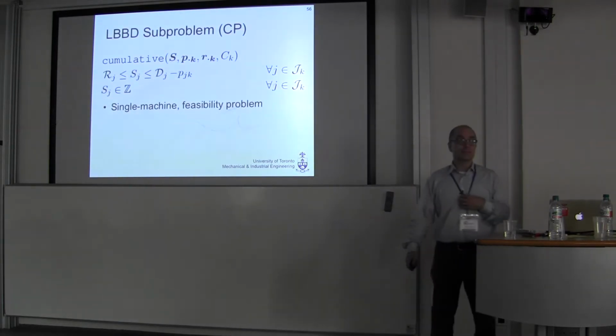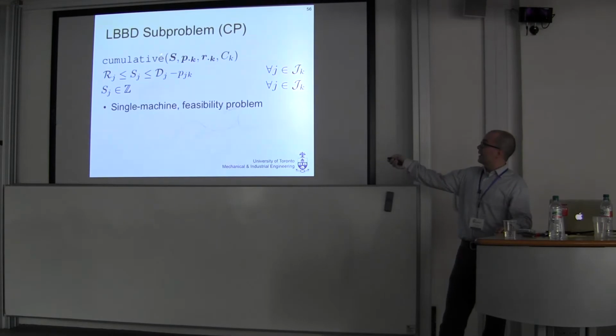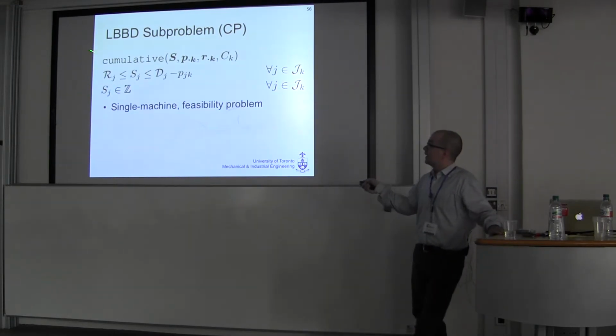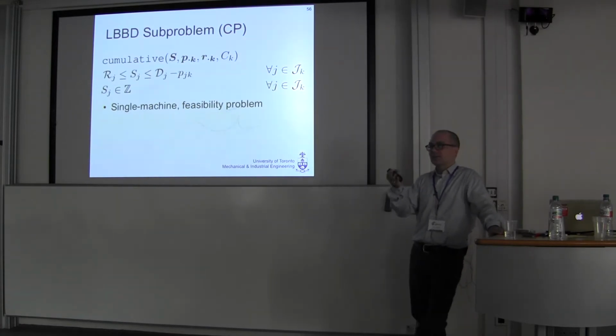And our subproblem's easy. We don't even have an objective function, so it's just feasibility. We have the cumulative constraint. It's not opt-cumulative, because at this point, everything's been assigned to me. So I know everything's going to be here. My subproblem doesn't have any optionality left to it.